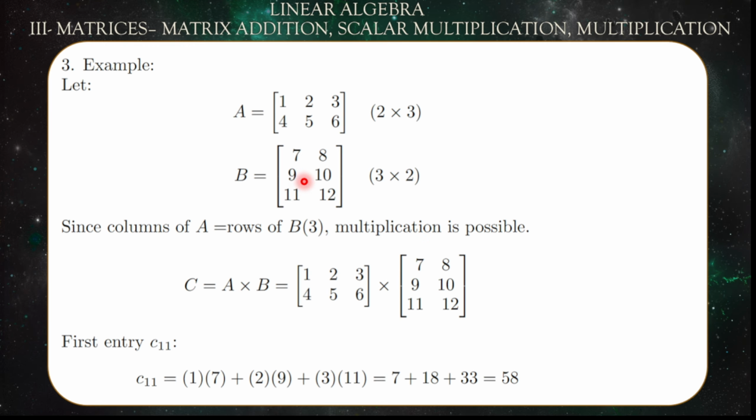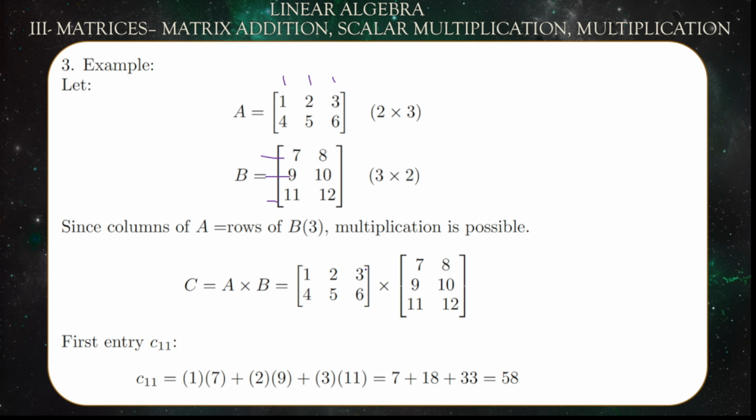Let us notice something. The number of columns in A, which is 3, is equal to the number of rows in B, which is 3. So 3 columns in A is equal to 3 rows in B. Hence, we can multiply both matrices. So we have 1, 2, 3 columns and 1, 2, 3 rows. So multiplication is possible. Let us multiply. So C is equal to A cross B, which is 1, 2, 3, 4, 5, 6 multiplied by 7, 8, 9, 10, 11, 12. This is how we multiply.